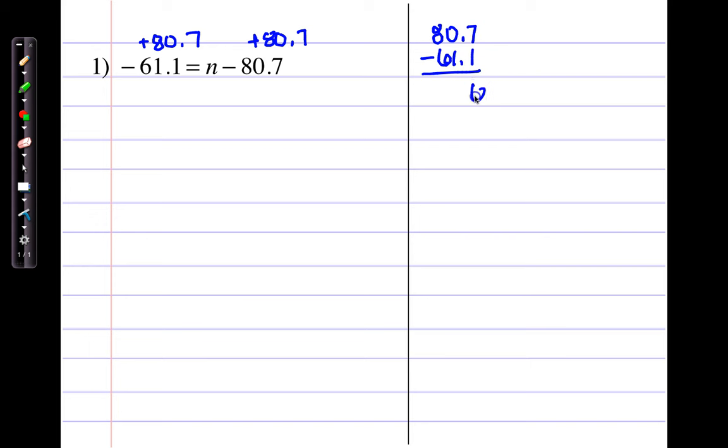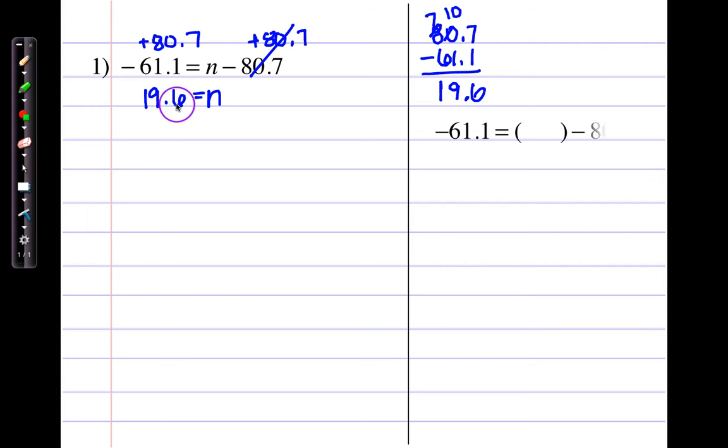Here, 7 minus 1 is 6. I need to borrow. 10 minus 1 is 9. 7 minus 6 is 1. So I'm left with 19 and 6/10 equals n, because this is going to be 0. So that is my final answer.